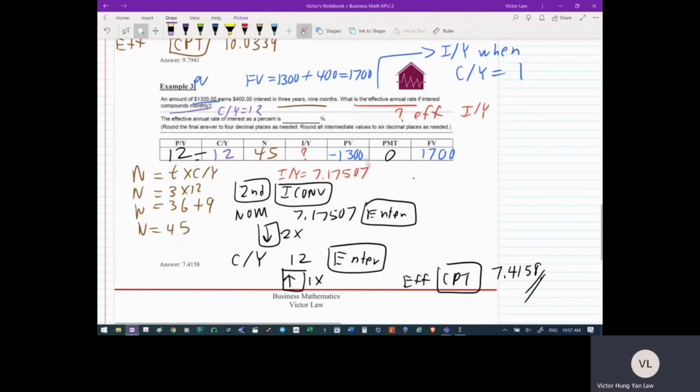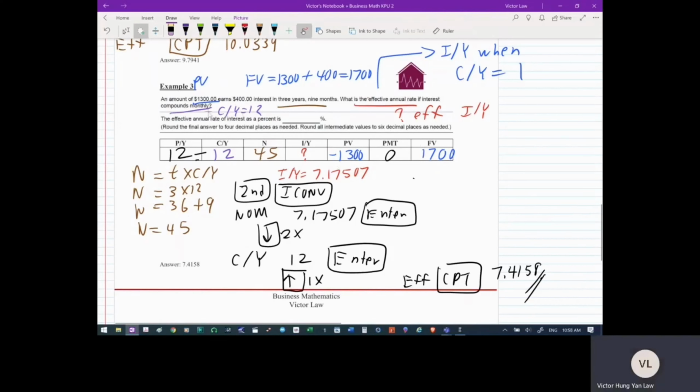In return, after 3 years and 9 months, we're going to get back $1,700. That's our future value. Our principal plus the interest is our future value, so 1,300 plus the 400 gives you the 1,700. That is what we get back at the end of 3 years and 9 months. So we put 1,300 into the bank, losing it at the beginning, and then we get back 1,700 from the bank at the end of 3 years and 9 months. So negative for the present value and positive for the future value.